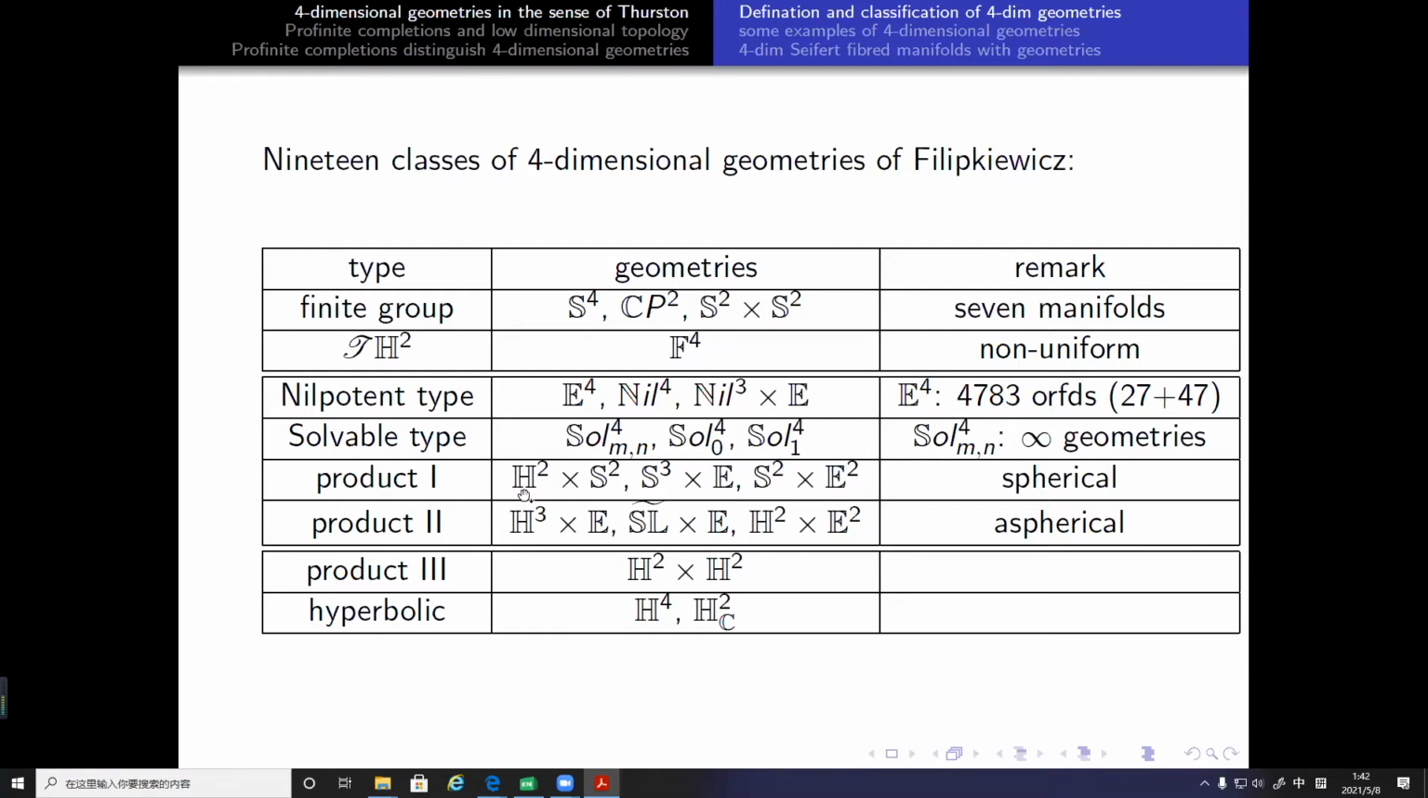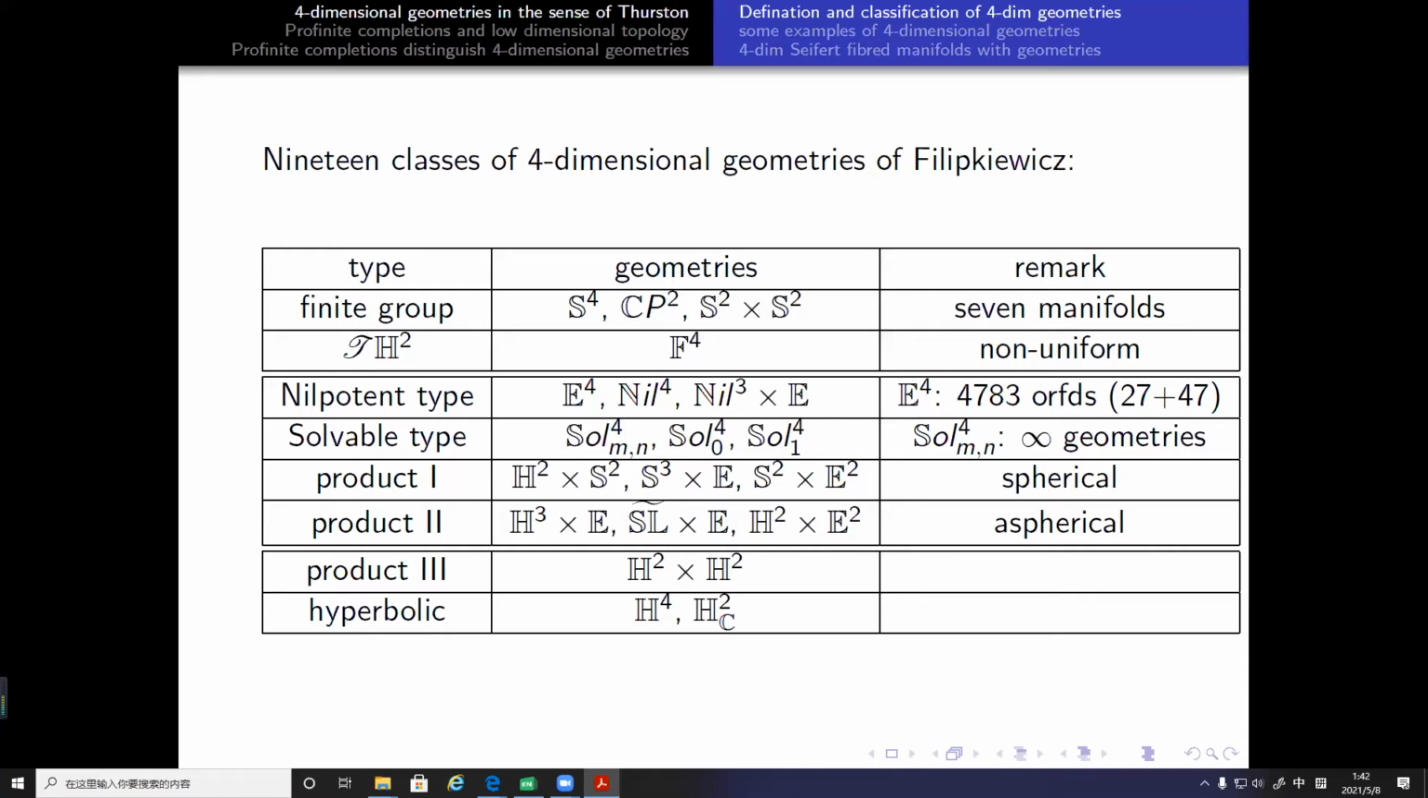Then there are some product types. These three types are hyperbolic type times the 2-sphere, the 3-sphere type times the real line, and the 3-sphere times the real line. Here the manifolds with these geometries are aspherical-free, in other words, pi 2 or pi 3 is non-trivial.